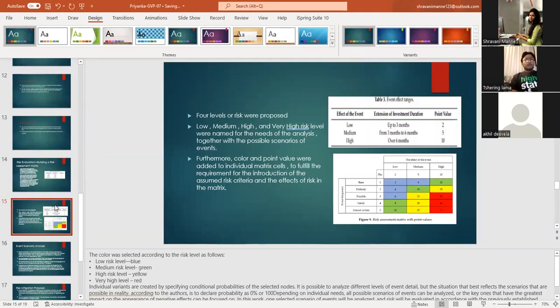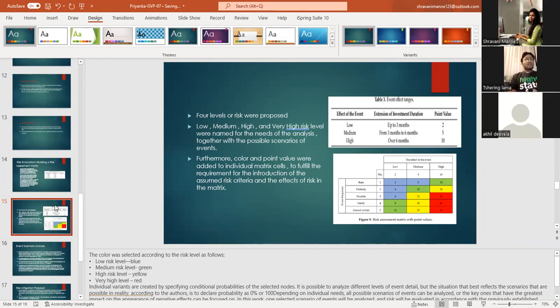Four levels of risks were proposed. There were low, medium, high, and very high risk level. This was needed for the analysis together with the possible scenario of the events. Furthermore, a color and point value were added to individual matrix cells to fulfill the requirement for the introduction of assumed risk criteria and the effects of risks in the matrix.